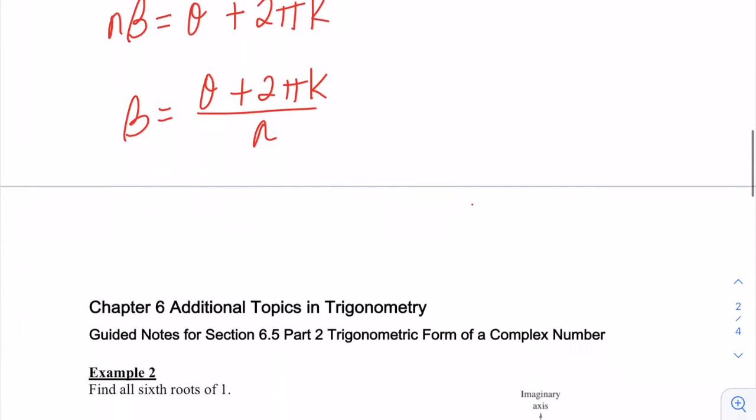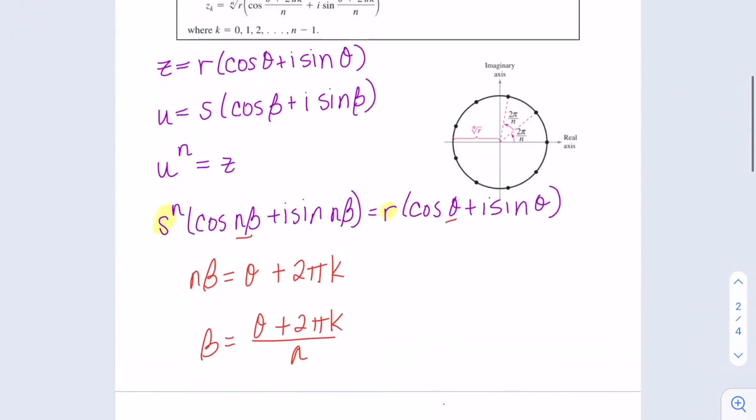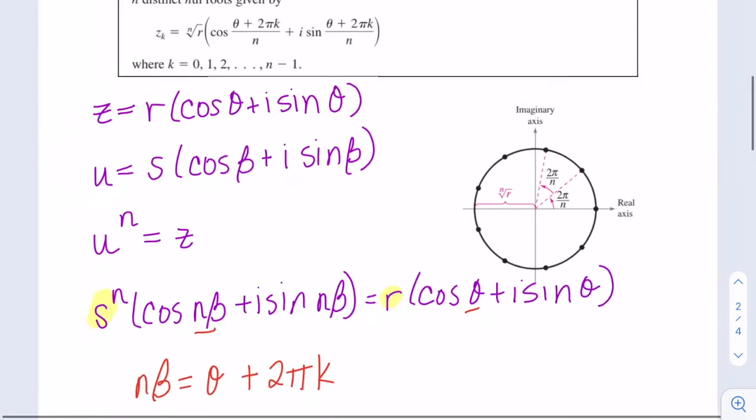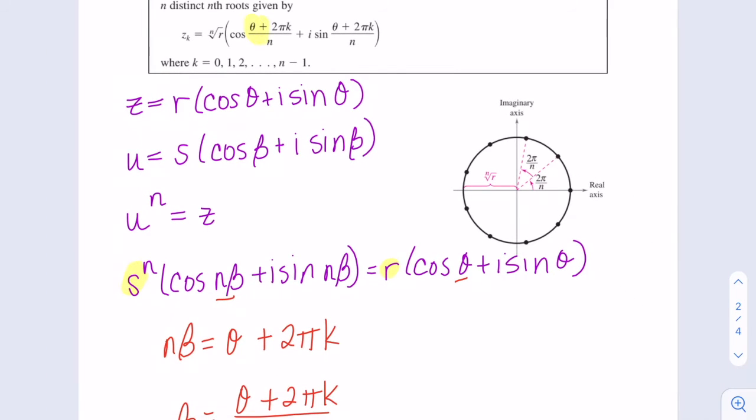So the formula to find those roots, let's scroll back over here. We know that this number, if it's a root, we have to find that nth root of r. But looking at the angles, you can see that this angle here is going to be equal to theta plus 2 pi k over n. And n is the number of roots that we're trying to find.